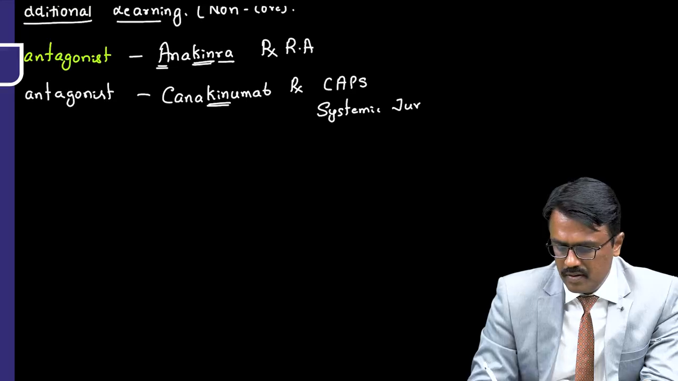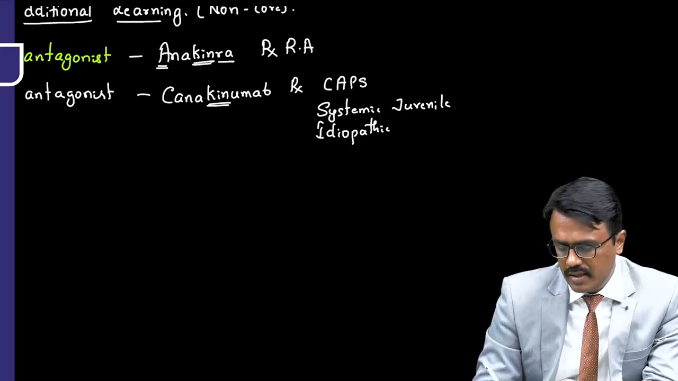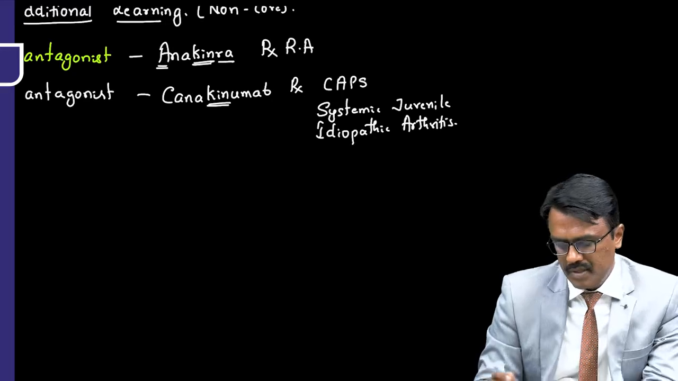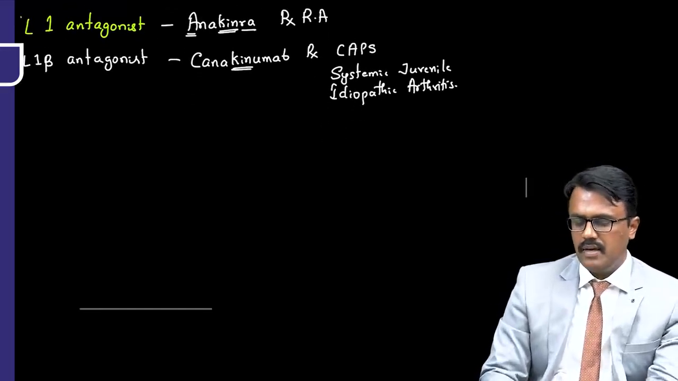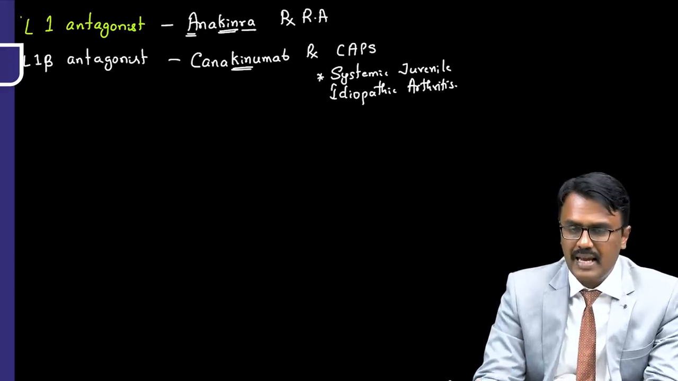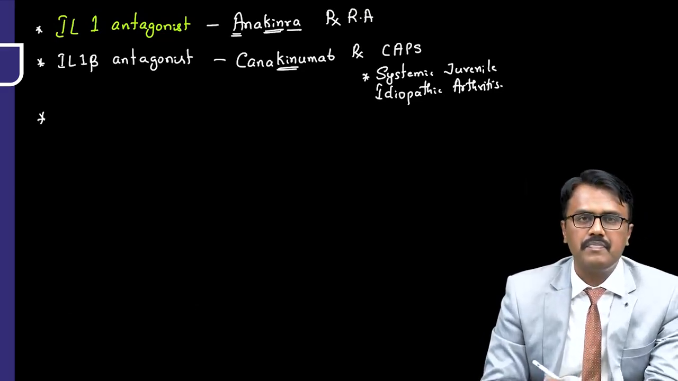juvenile idiopathic arthritis. So it is used in CAPS and systemic juvenile idiopathic arthritis. The name is canakinumab. So that is about interleukin 1.